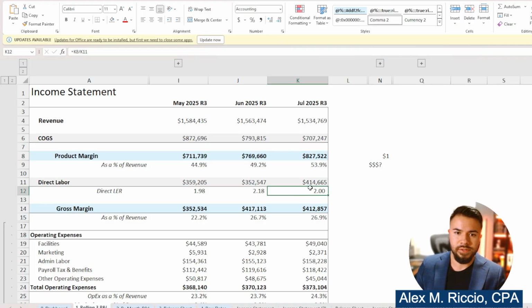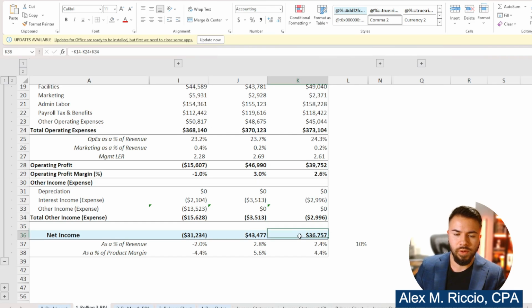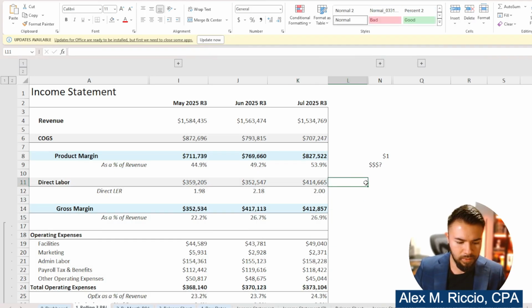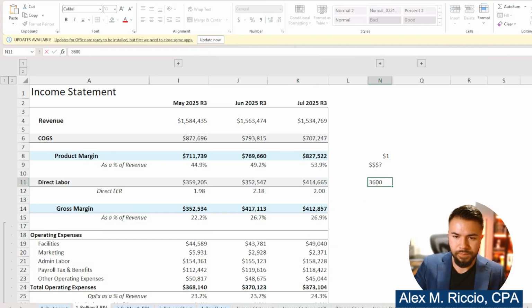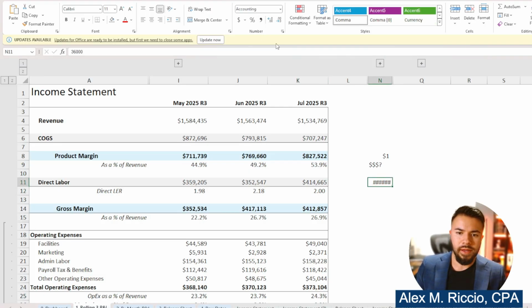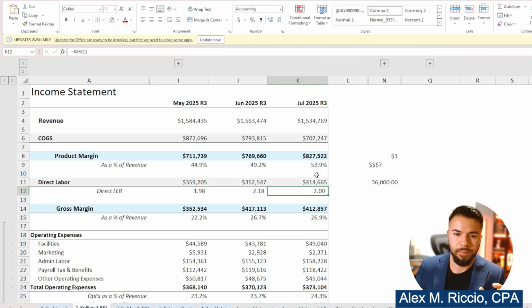Now I want to do a thought exercise with you because the target for this is going to be different based on the company's size and industry. But with this margin here, the net income of the company was, let's just say, $36,000 in this scenario, right? So I'll put it up here, $36,000. Now, what if we were able to change this direct labor efficiency from $2 to $2.50? How big of a difference do you think that would be to the profits? Let's go ahead and go through the numbers.